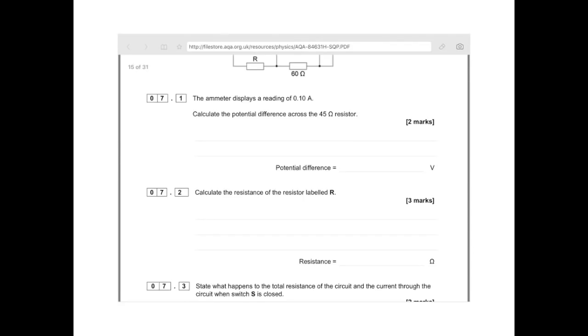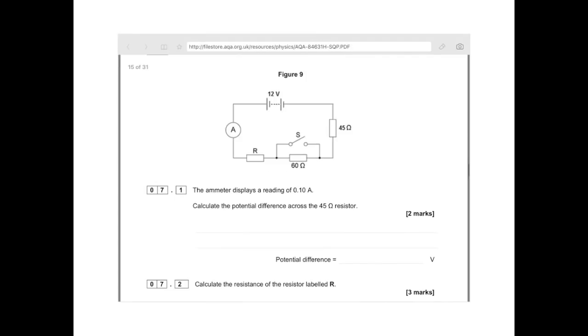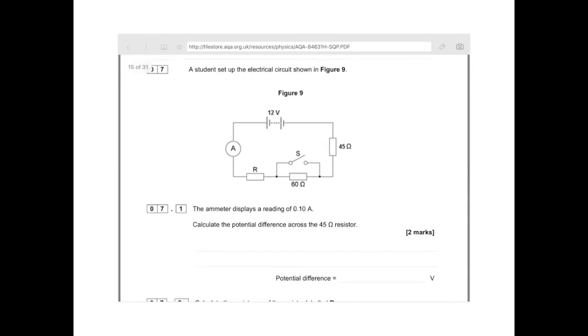Part 2, calculate the resistance of the resistor labelled R. And now this is more difficult. This requires you to understand circuit rules. So let's first of all work out a few things. First of all, because it's a series circuit, remember that the voltage is shared. So there's 12 volts there, but that means the individual voltages must add up to 12 volts. So we've just found out that the voltage here is 4.5 volts.